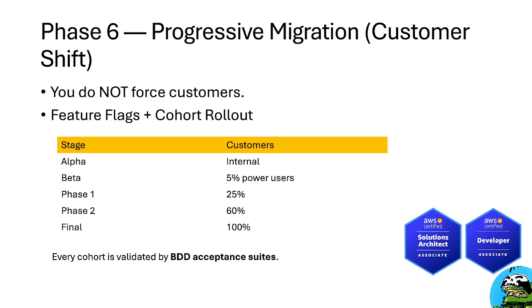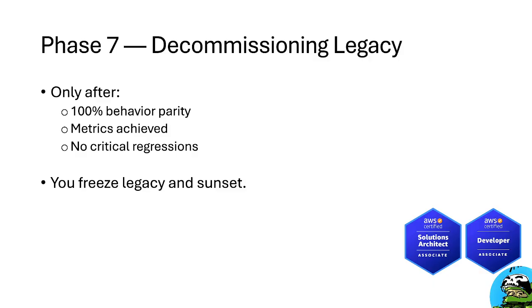So every cohort is validated by BDD acceptance suites. I'm not sure what that means. Right? So phase 6 is decommissioning legacy. Only after 100% behavior parity between the legacy system and the new web app, metrics achieved, and no critical regressions, do you freeze the legacy and sunset.